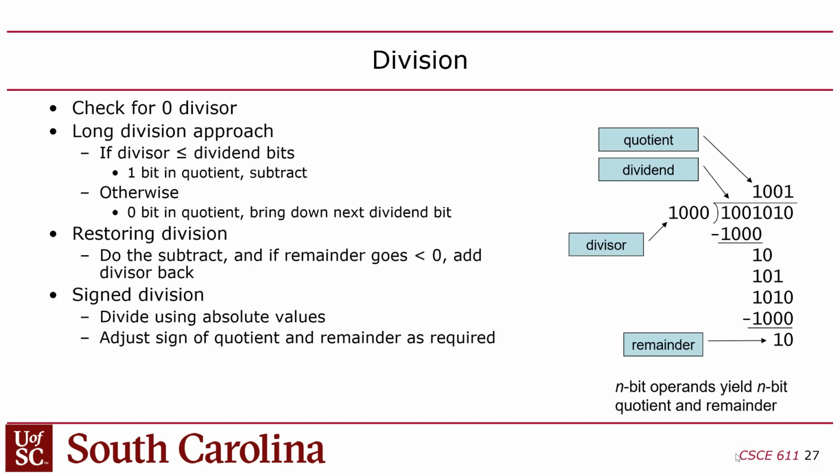So the dividend is the numerator, the number you're dividing into. And the divisor is the denominator. And then the quotient is the result. And then of course you have a remainder, right?